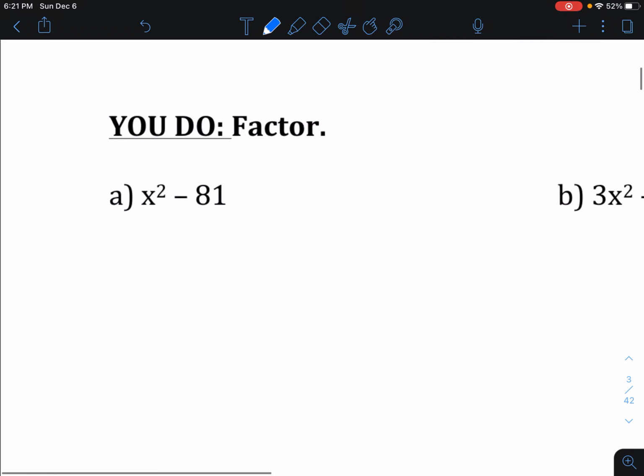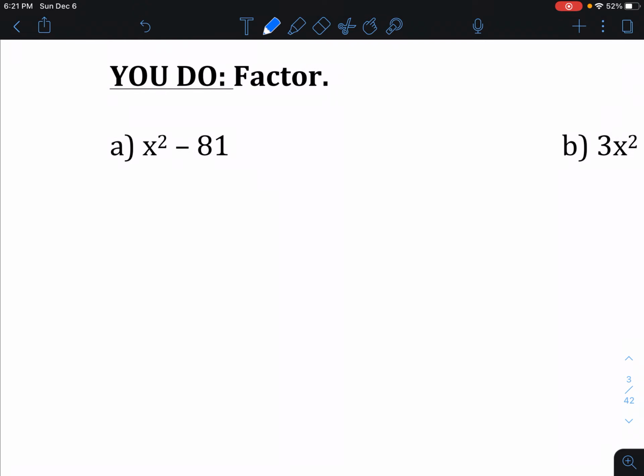Okay, take a minute, about a few seconds actually, and try this one on your own. Okay, your answer should have been x plus 9, x minus 9.